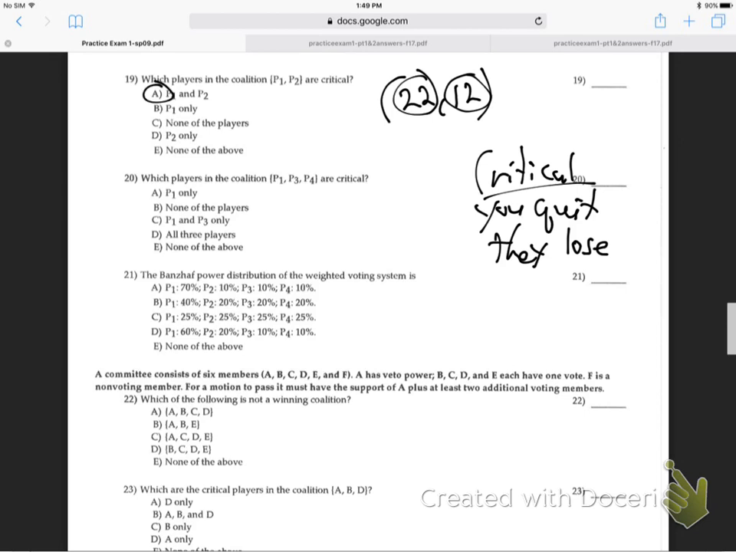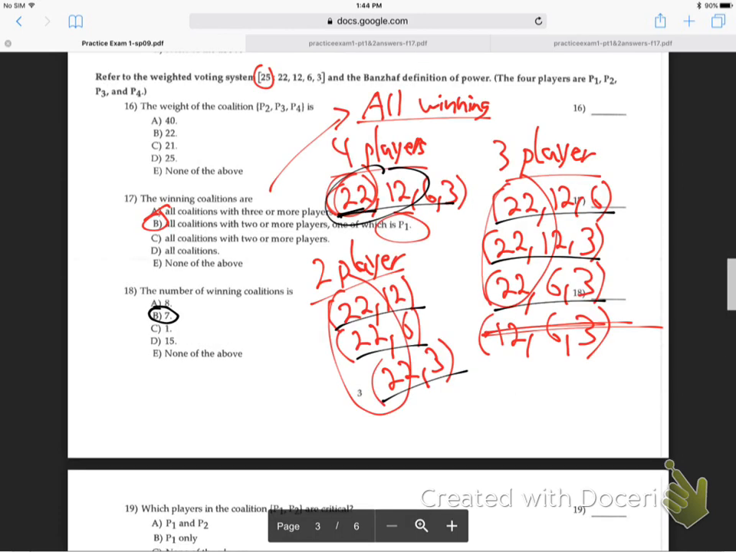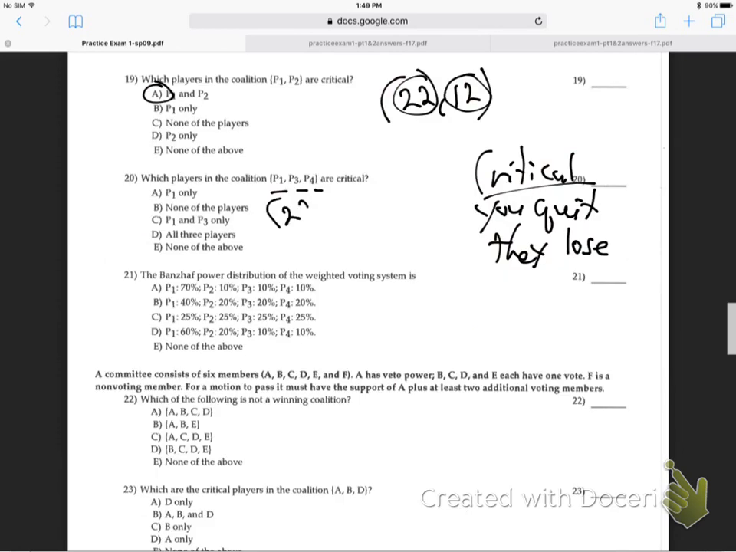How about in number 20? P1, P3, P4. Now, which ones are those? P1, P3, P4. So 22, 6, 3. Who's critical there? Remember, it takes 25 to win in this. That was the quota. So if the 22 drops out, the 6 and the 3 certainly lose. He's critical.